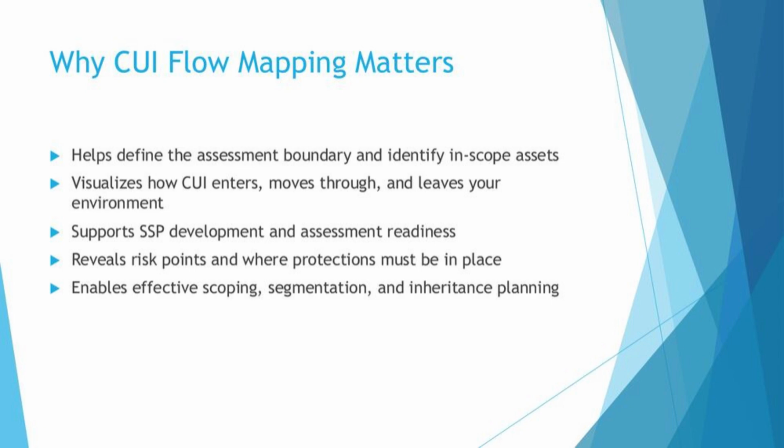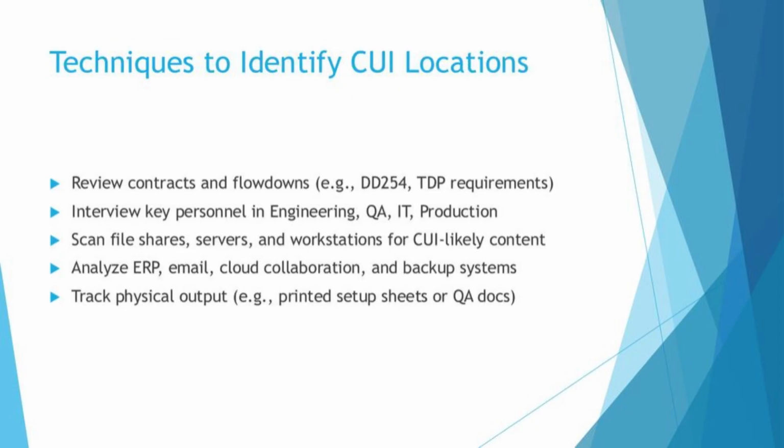So what are the best techniques for actually finding all the places CUI might be hiding, especially those shadow IT spots? You need a multi-layered approach. Don't just rely on IT's view. First, review the contracts. What data types does the contract actually require you to handle? Look for flow-down clauses, DD-254s for classified context, anticipating similar CUI guidance. This tells you what CUI you should have.